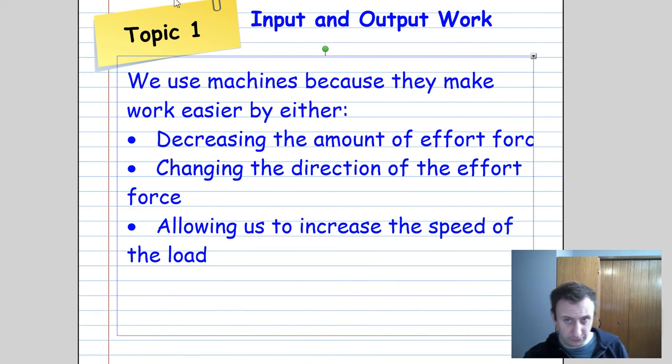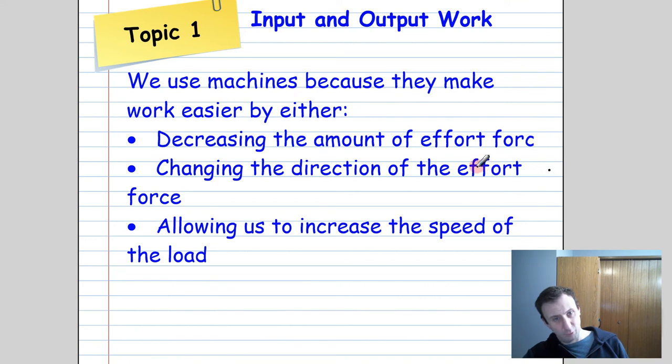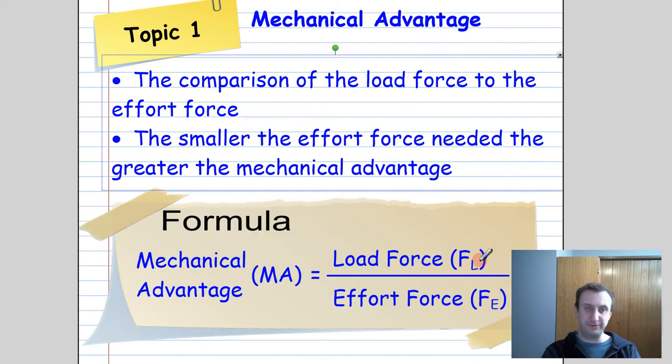So machines can make work easier by either decreasing the amount of effort force needed, changing the direction of the effort force, or allowing us to increase the speed of the load when it comes to a speed advantage. So those are the reasons why we end up using machines. We can decrease the effort needed for the force, change the direction of the force, which you're going to see with pulleys, or increase the speed of the load, like a speed advantage.